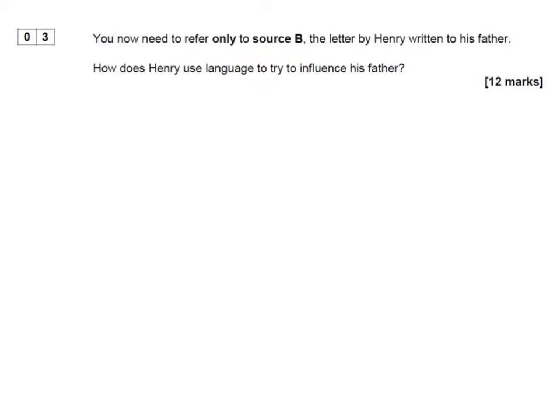So back to the question. How does Henry use language to try to influence his father? So it's a very particular purpose we're looking for.